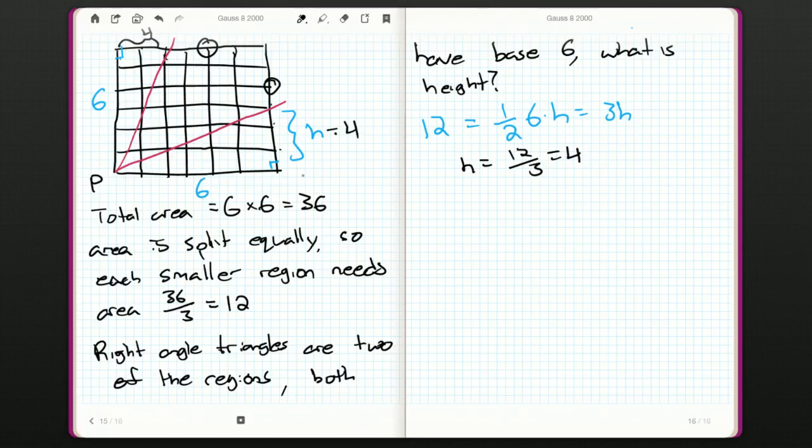And so that told us, okay, you need to go up 4 points. You need to go to a height of 4 in order to get the area of 12 that you desire. And if both of these are going to be 12, then this middle area has to be 12 by default.